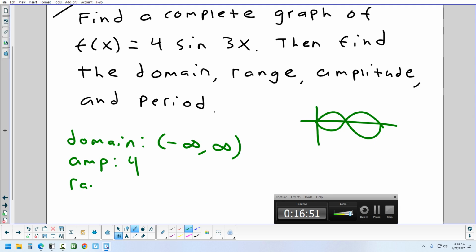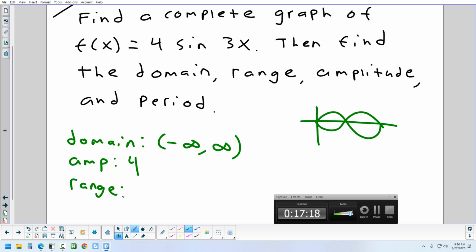Okay, so amplitude is 4. Range. Range is how high and low it's going to go on the y-axis. Has this graph been shifted up or down at all? No. So then it's going to be 4 times as tall as it normally would be. And it hasn't been shifted up or down, which means the range is going to be kind of symmetrical. Negative this number, positive this number.